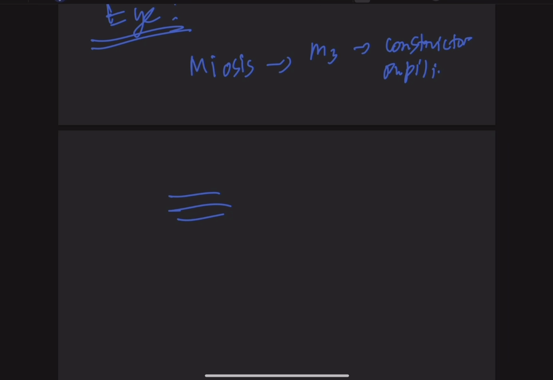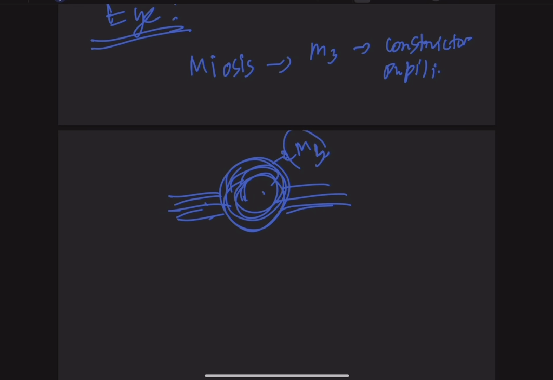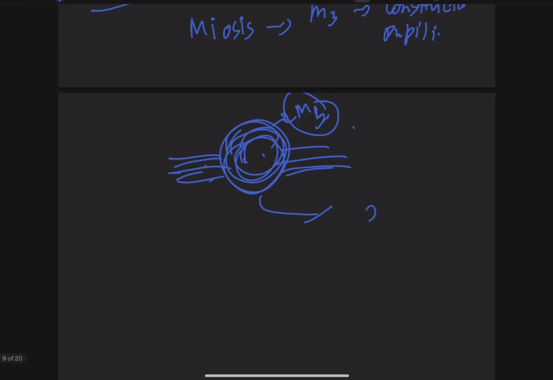So there is the dilator pupillae and the constrictor pupillae. Okay, the radial muscles and the circular muscles. So in the circular muscle, the constrictor pupillae, we have this M3 receptor, and acting on the M3 receptor, they constrict the constrictor pupillae, and the size of the pupil will get smaller and smaller, and it will lead to miosis.